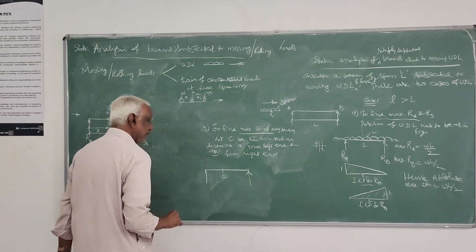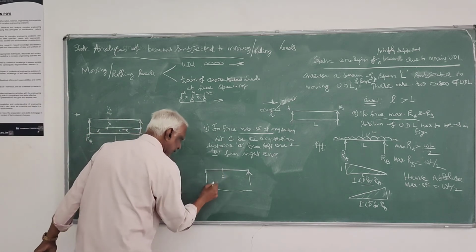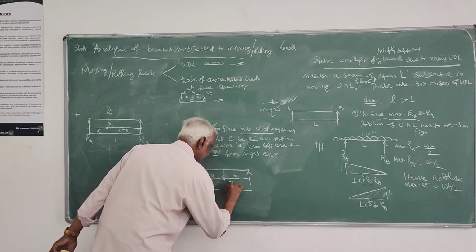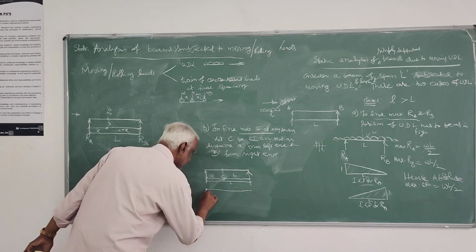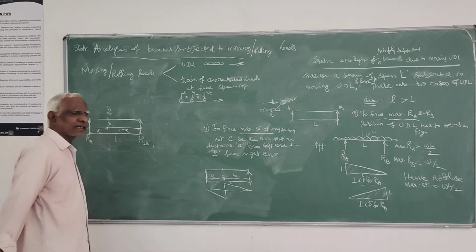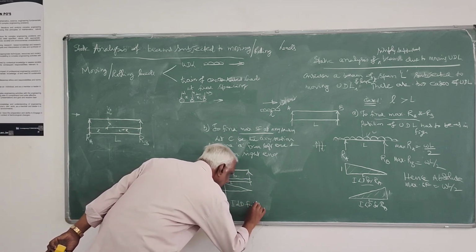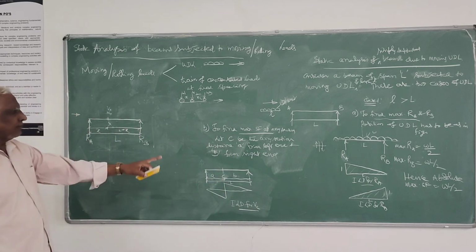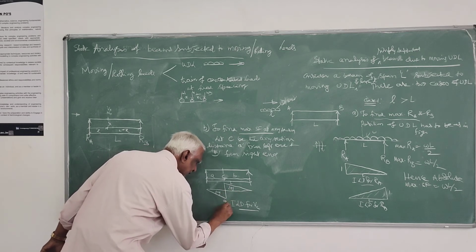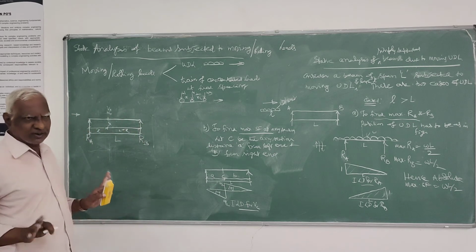So to get this, draw the figure: the influence line diagram for shear force at any section C, distance A from the left hand, B from the right hand, length is L. So the shear force influence line diagram is like this. This is the ILD for shear at C. Now to get the maximum, there are two shears, negative shear and positive shear. This is A by L, this is B by L. That you know already. How to place the load now?